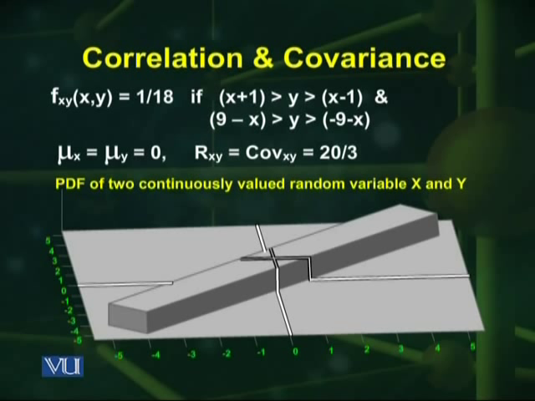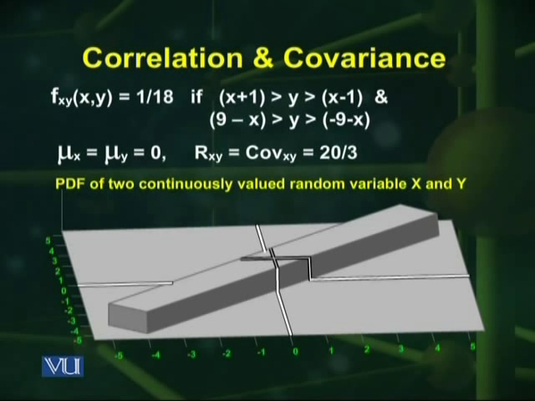The PDF is flat, but majority of it exists in the first and third quadrant, which are going to give positive contribution towards the covariance. So you can imagine what the value of the covariance for this particular joint PDF is going to be. It's going to be a large positive number, and that number comes out to be 20/3.